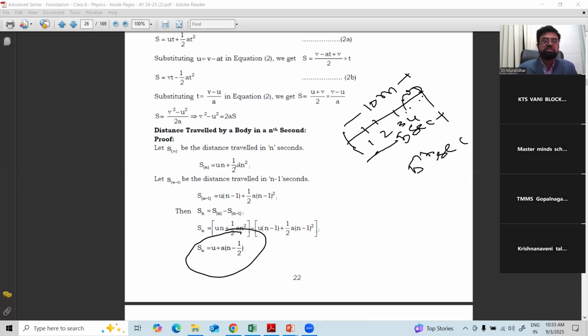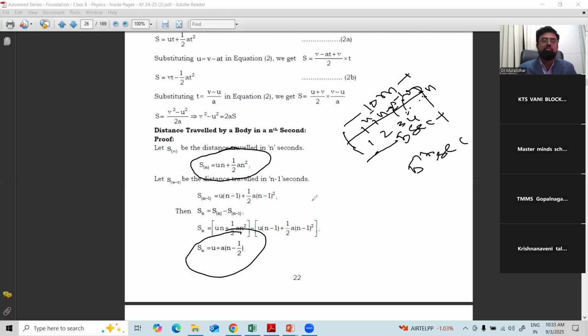Same as S is equal to ut plus half at square only. In place of t, we wrote nth second. Half, in place of t square, we wrote n square. That's all. So we have to take one: for a particular second you want, make it n minus 1. Suppose this is the nth second. One second before means n minus 1, then n minus 2, n minus 3, like that. So n minus 1 is substituted. That's all. Nothing else we have done.